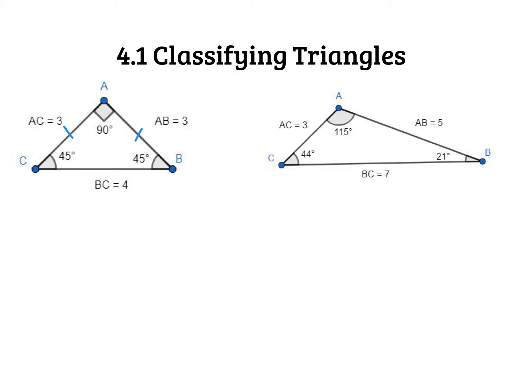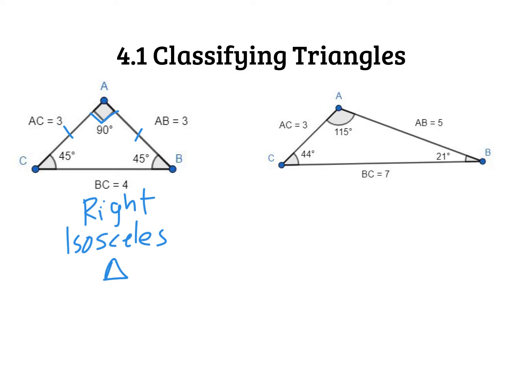Now, because the angles are given as well, I could be more specific. Notice how one of these angles is 90 degrees. That means that this is a right triangle. If you combine these two words, we have a right isosceles triangle as its most specific classification.